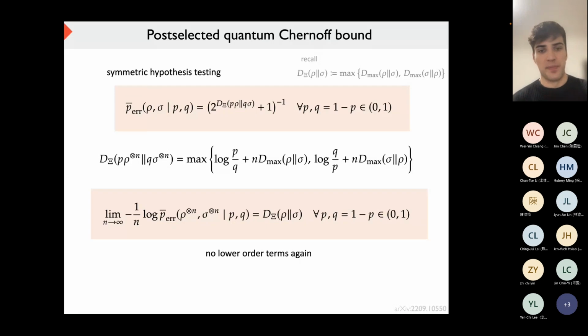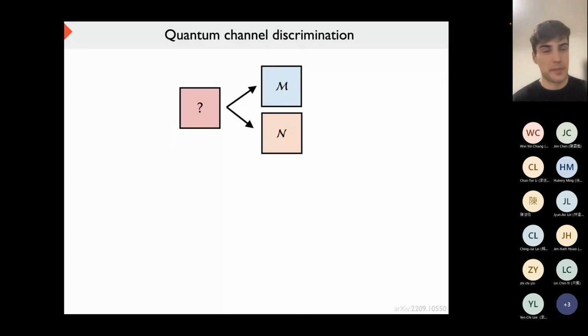But we don't stop here. We want to go further. We want to find more things. So in order to go further, we look into the much more difficult setting of quantum channel discrimination. In quantum channel discrimination, we are given an unknown channel, and we know that it's either M or N. It can be one of these two channels.